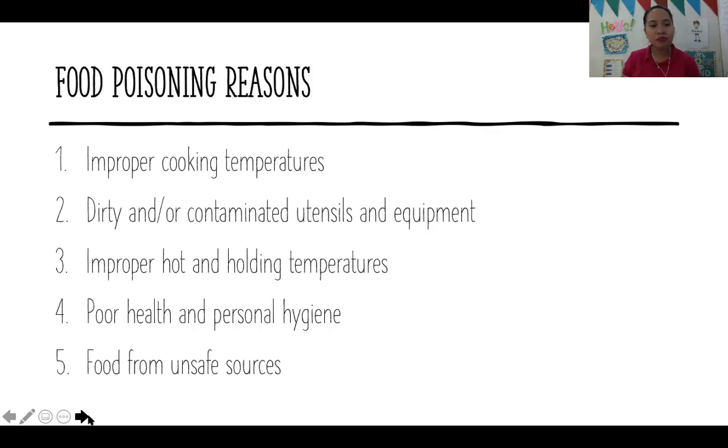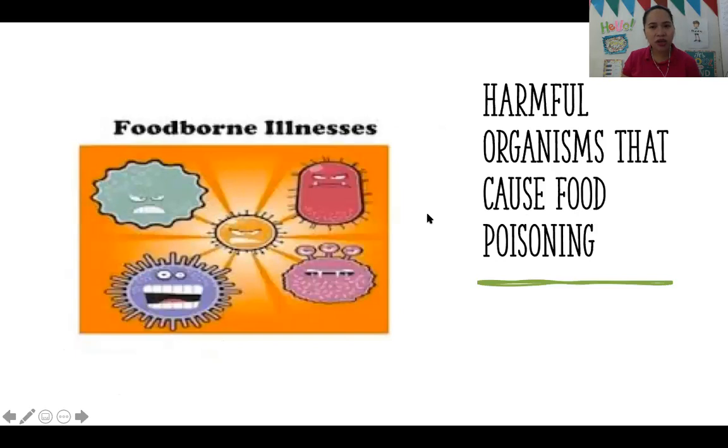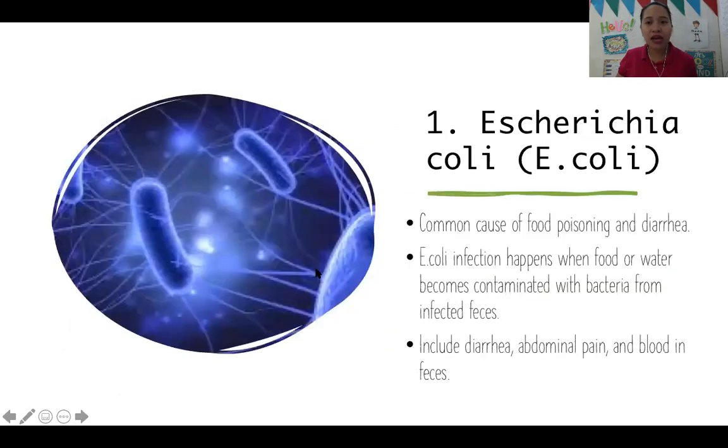Okay? Next. So what are the harmful organisms that cause food poisoning? Ano yun sila? So we have Escherichia coli. Okay? So si Escherichia coli or E. coli, mas common siya pag E. coli. Okay? This is the common cause of food poisoning and diarrhea. Sikat siya. Okay? Sikat siya when it comes to food poisoning and diarrhea.